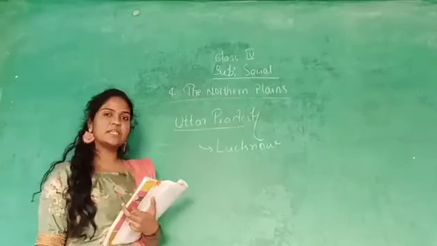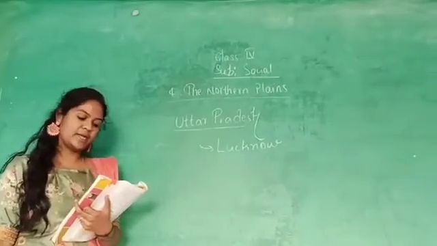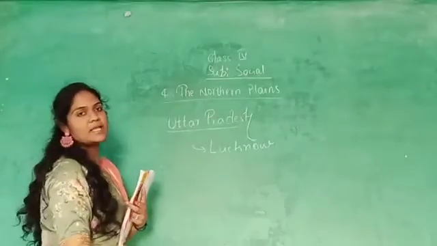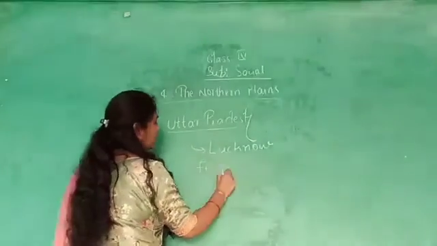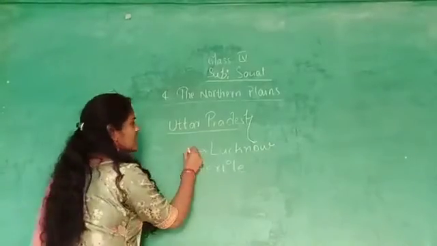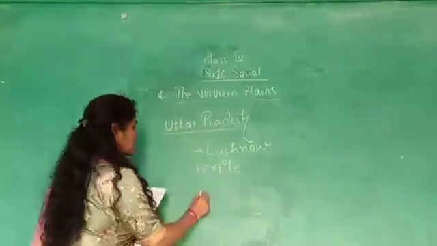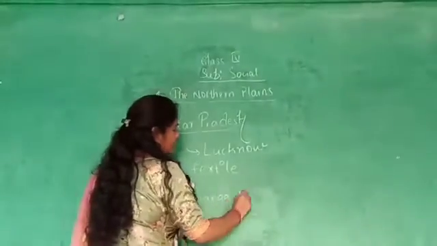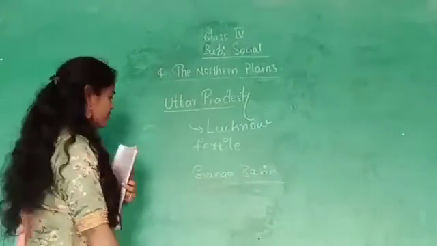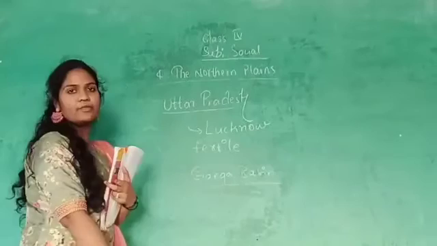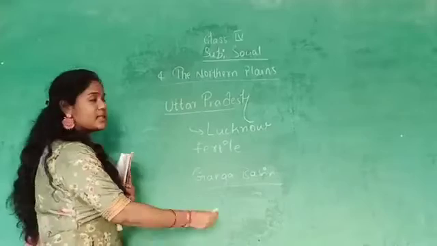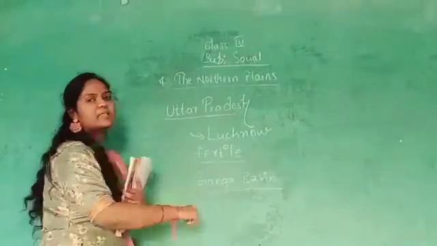The land in Uttar Pradesh is very fertile as the state is situated in the Ganga basin. Why is it very fertile? Because Uttar Pradesh is watered by the Ganga basin. When a particular region is watered by a river or a tributary of the river, we call it a basin. So Uttar Pradesh is situated in the Ganga basin. That's why the land is very fertile in Uttar Pradesh.